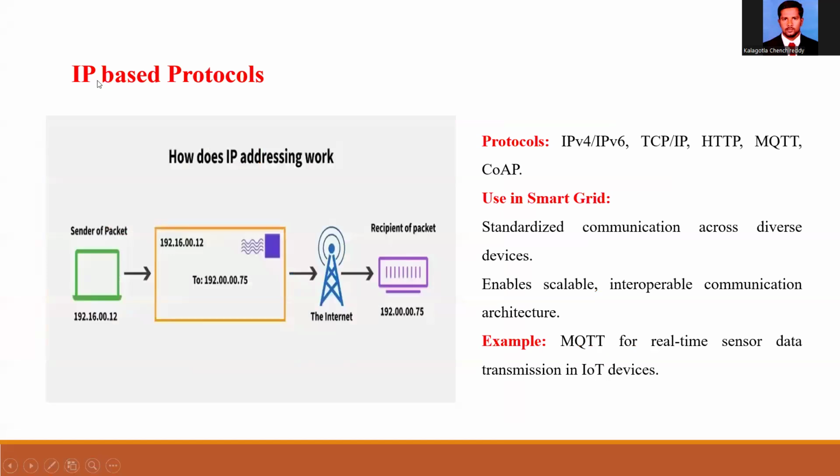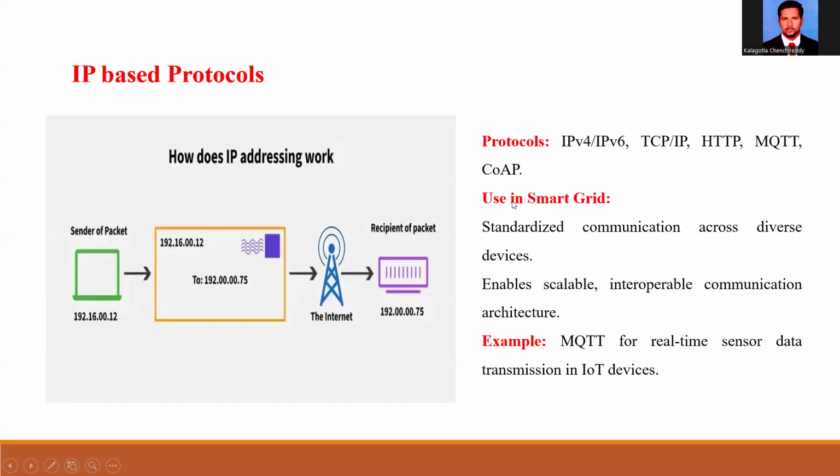Next, the protocol is the IP-based protocols. We are using internet cables. Here, two types of protocols are there: IPv4 and IPv6. We are using these IP protocols in desktop CPUs.